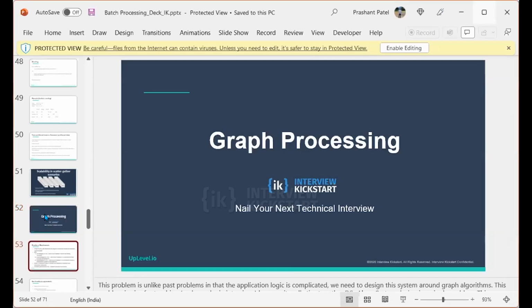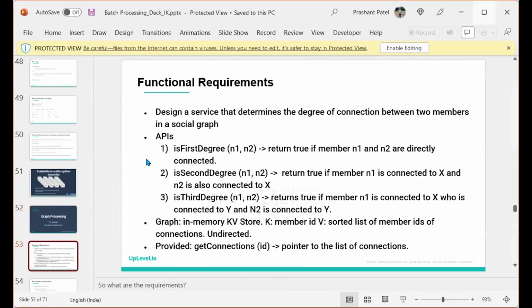So let's see further. We have to determine the degree of connection between two members in a social graph. You got the idea what a social graph is. API-wise, we are structuring the problem in terms of what we have in the APIs.